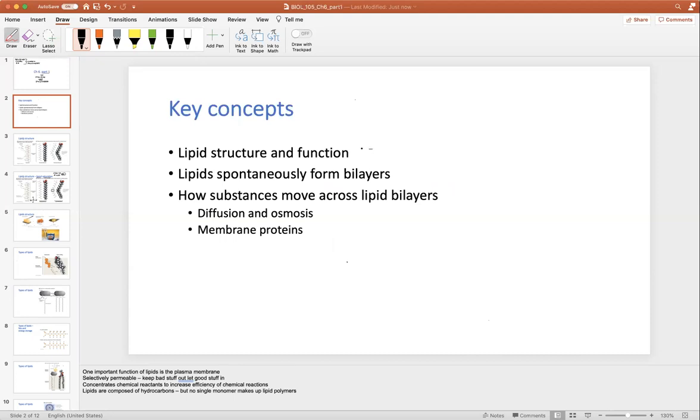First of all, we're going to talk a bit about the structure and function of lipids. We're going to discover that they will form bilayers, and lipid bilayers are going to be the basis for cell membranes. And then we're going to hone in on these lipid bilayers to learn how we can move things across lipid bilayers. And this is going to lay the foundation for our conversation about how we get things into and out of cells. So we'll be talking about diffusion and osmosis, and we'll also be talking about how you can insert proteins into lipid bilayers to transport things across those membranes, okay?